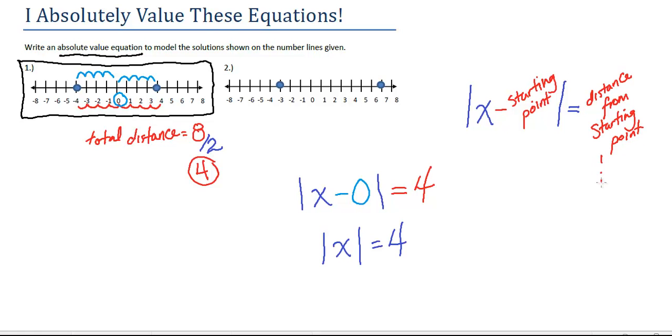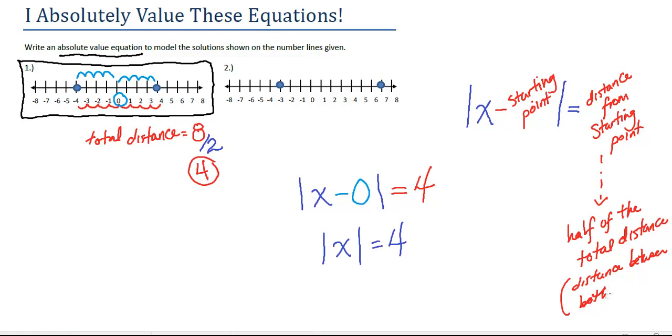Or another way I can think about that is half of the total distance, or the distance between both solutions. Instead of points, let me say from both solutions. That might make more sense so that we don't get confused, because when I say starting points, I'm not talking about these. I'm not calling these points. These are solutions.